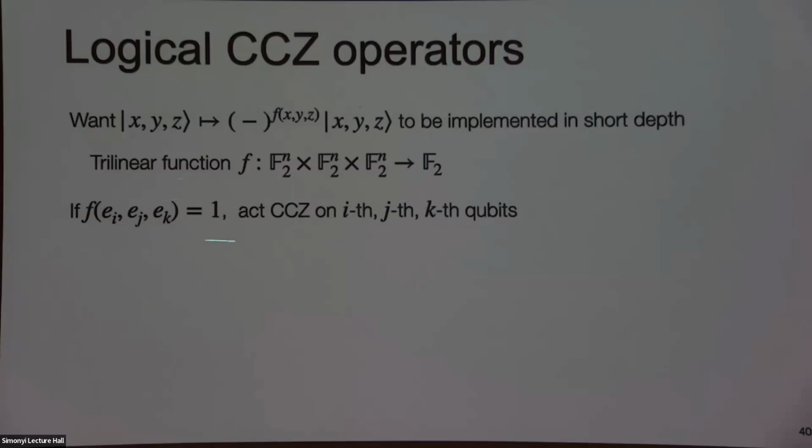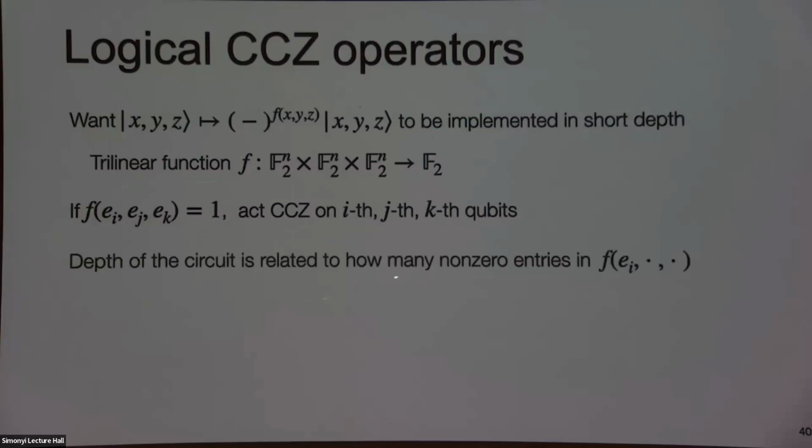So it turns out if you do this for every entry, you will get this operation. And now we want this to be implemented in a short depth. What that means is the same as saying how many non-zero entries there are inside this function when you restrict the first variable to ei.